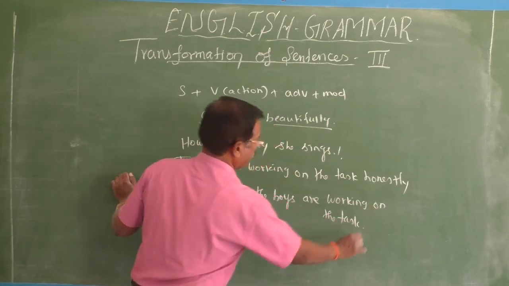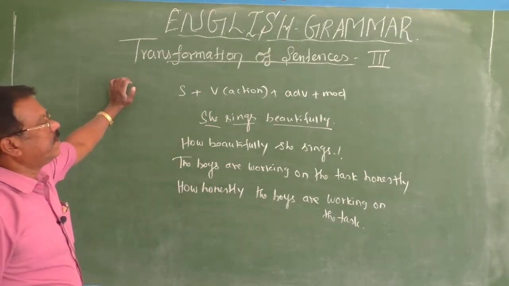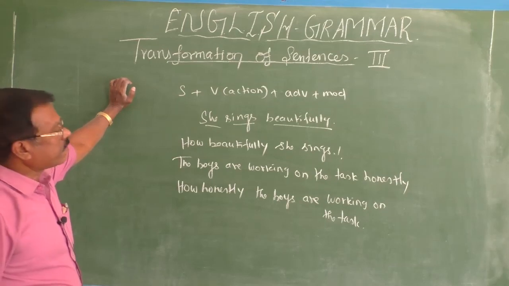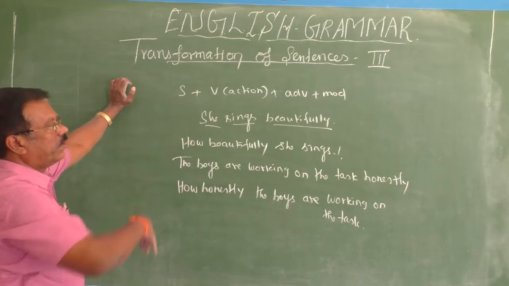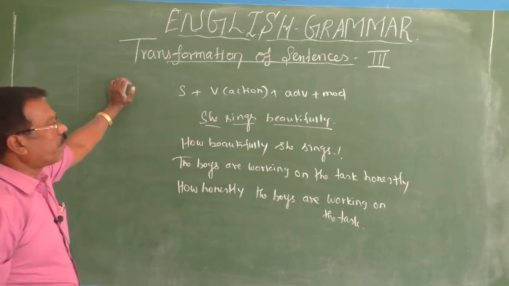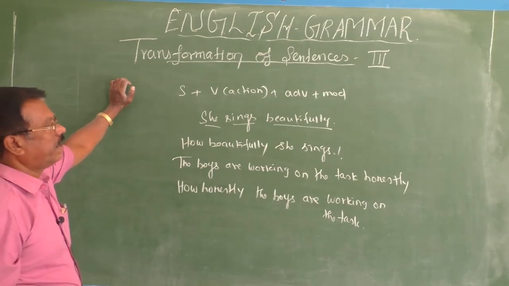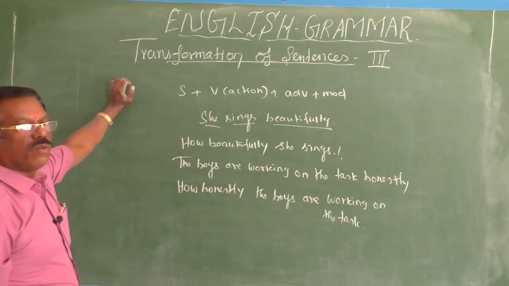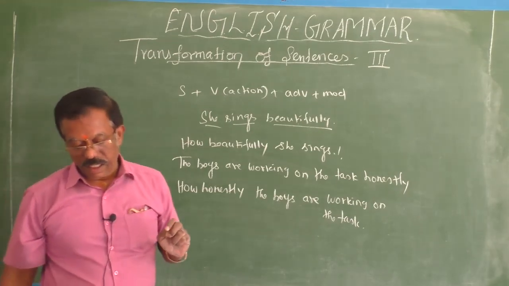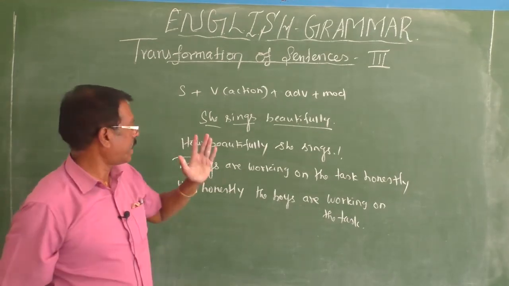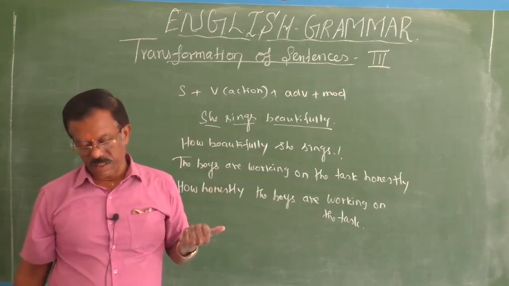So don't forget, children, this is another type of sentence. In this sentence, you have some assertive sentences where there is no link verb. If you have an action word in an assertive sentence, how can we change such type of assertive sentences into exclamatory sentences? By observing the following rules, you can easily change. Such type of sentences should begin with how plus adverb of manner, then the subject plus verb. One more example.